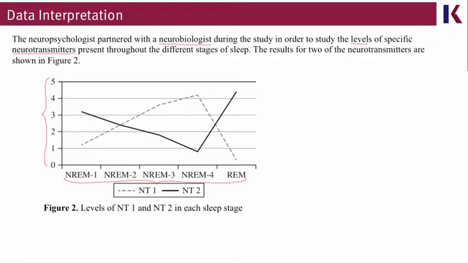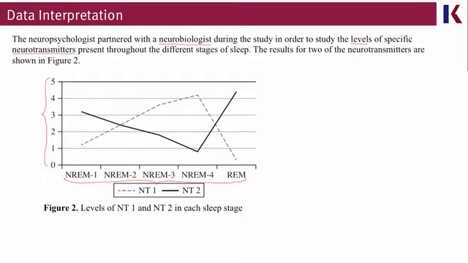Looking at this graph in particular, we note that the two neurotransmitters almost seem to be mirror imaging each other. Whereas neurotransmitter 1 increases during the stages of non-REM sleep and then drops in REM, neurotransmitter 2 drops during the 4 stages of non-REM sleep and then increases during REM. Avoid over-interpreting this graph. Figuring out the identity of the two neurotransmitters here may be tempting, but unless we're asked about that in a question, it's not worth our time right now.